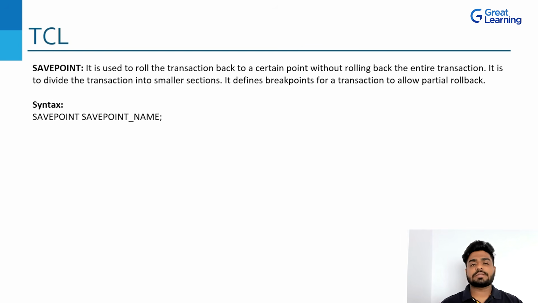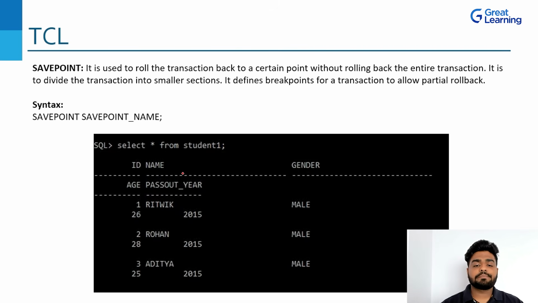So in a marathon, you have some checkpoints, right? You reach one checkpoint and then you go for another checkpoint. Same thing happens here. So we design the checkpoints that once this transaction is completed, put a save point there, put a checkpoint. Then move to the next, some other queries and then put a checkpoint. So if I have to actually see the table of student 1, I have some of these things: ID, name, gender, age and pass out year. ID is 1, name is Ritvik, gender is male, age is 26, pass out year is 2015, correct?